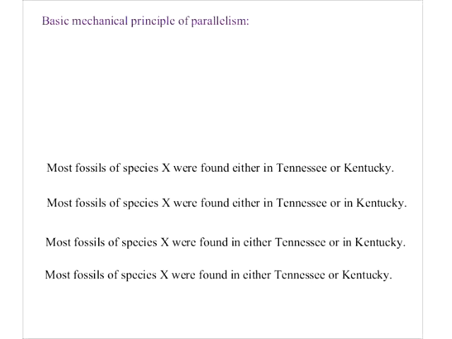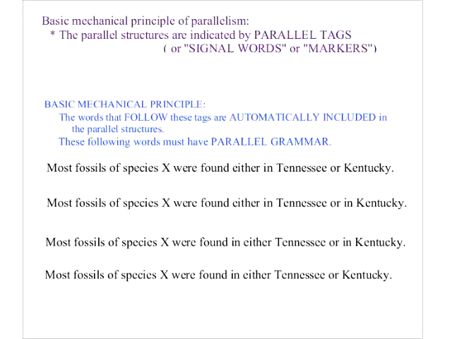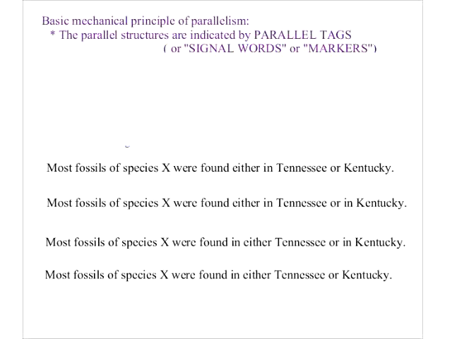The basic mechanical principle of parallelism is you've got parallel structures indicated by parallel tags. Those are also known as signal words or markers. So, pardon that. Okay, those words should be covered up. Sorry. The signal words are the words that actually indicate that you are looking at a parallel structure. They're the words that are telling you, hey, this structure is parallel. So go ahead, in the text box, indicate, in these four sentences, what are the signal words? What are the tags?